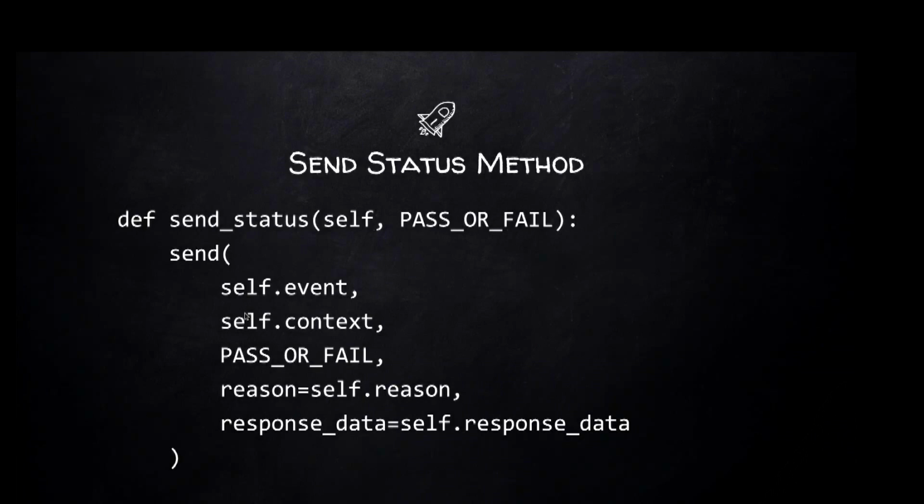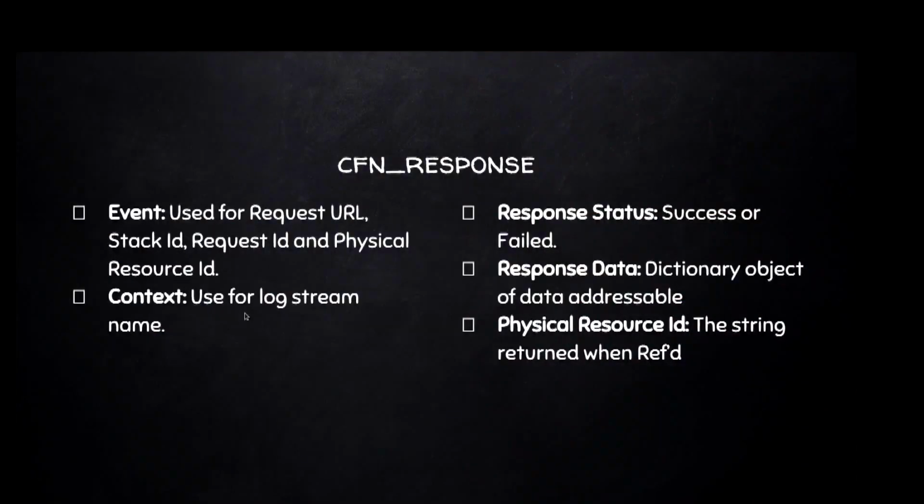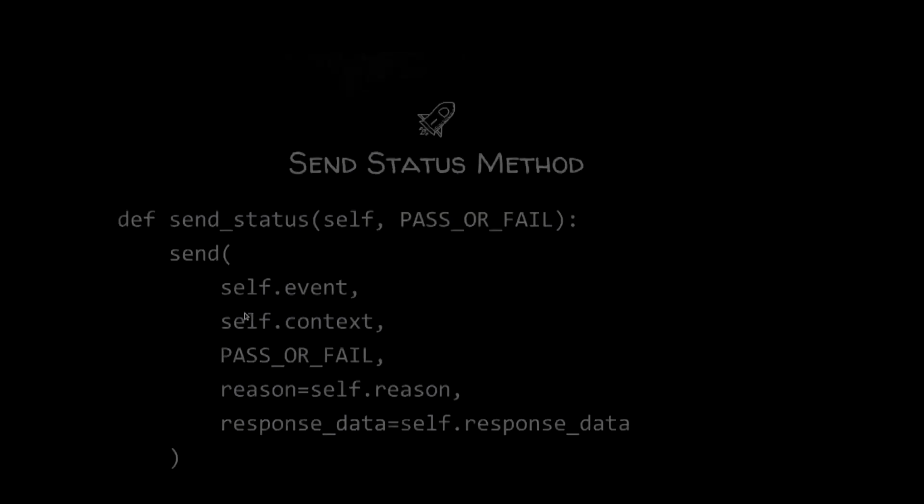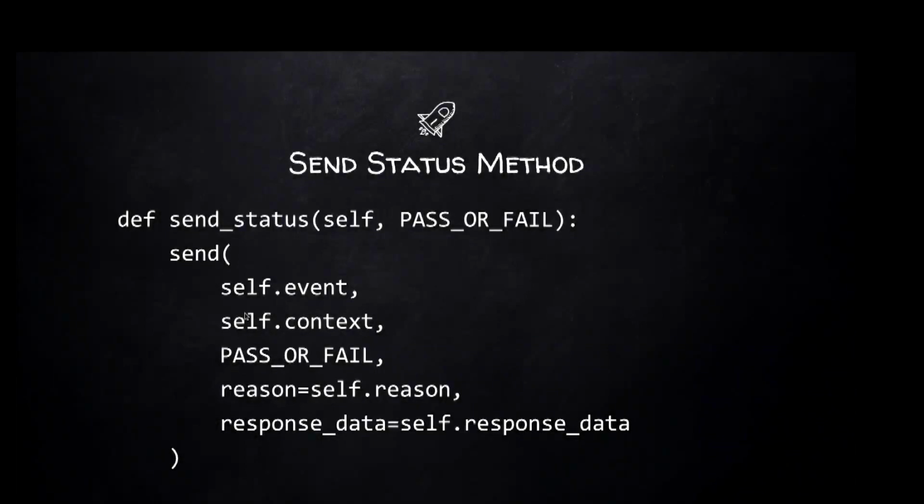So this is what I set up, a method usually in my classes that just sends status. At any given time, my class will have the event and the context. Pass or fail is obviously an argument we pass into it, and then reason. So reason's really cool. I think I actually missed it in the last slide, response status. Apologize for that. So reason is what shows up under status reason when things fail in CloudFormation.